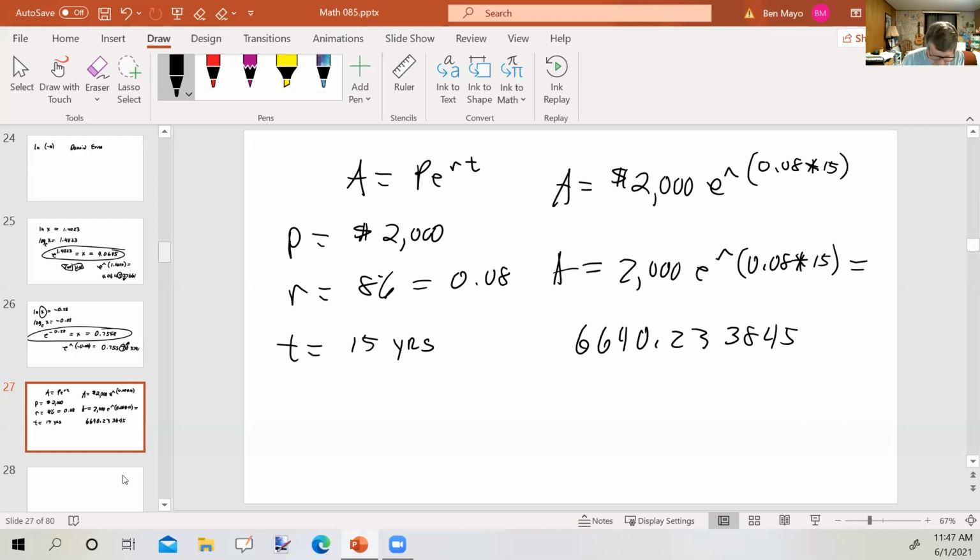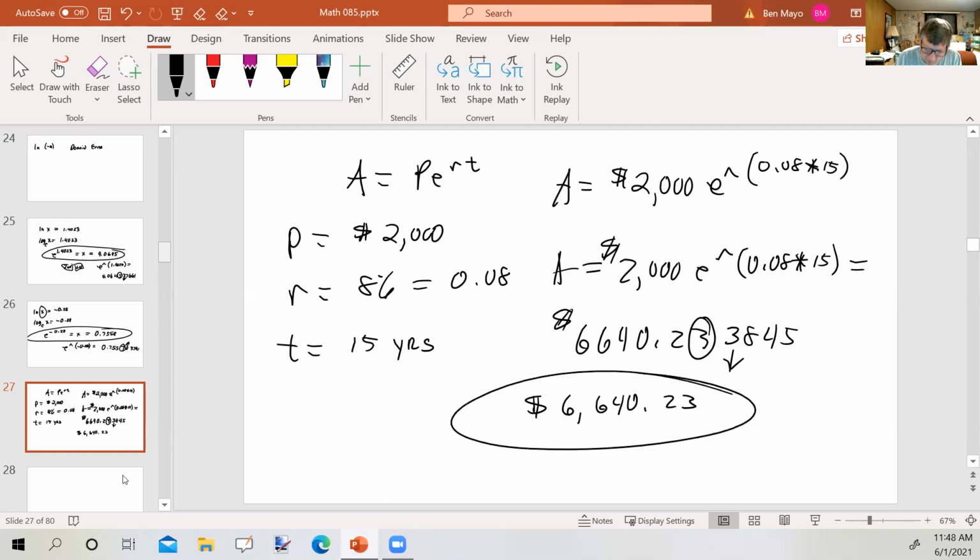It doesn't really tell us where to round off, but since this is money, we would round off to the nearest cent, which would be the 100th column for the dollars. The 3 would round down. So $6,640.23. All right. Again, the key there was it was continuous. If instead it said compounded monthly, then we would use that A equals P times 1 plus r over k to the kt power, the other formula.